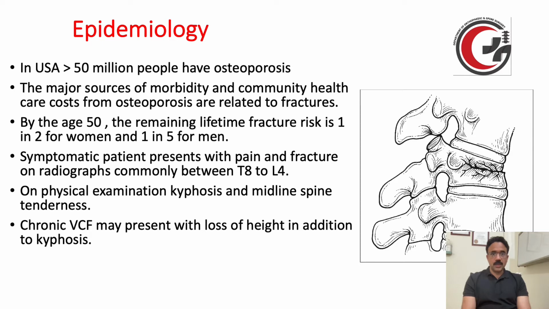pain and fracture on radiographs, most commonly from T8 to L4. The physical examination is mostly normal, but local kyphosis and midline tenderness are also there. Chronic collapse presents with kyphosis and loss of height.